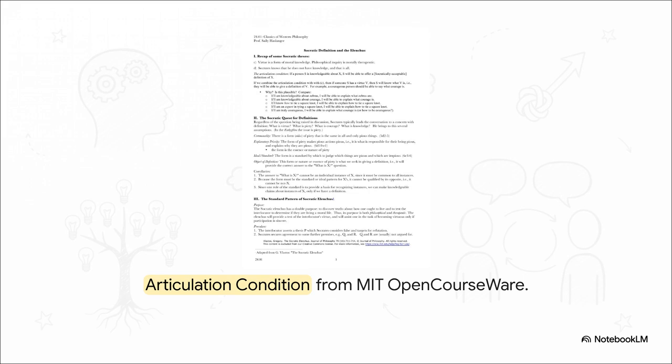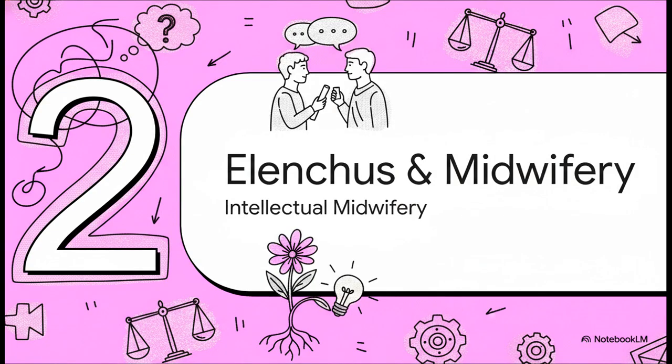Like if you're an expert at tying a square knot, you need to be able to explain exactly how to tie a square knot. By the same token, if you claim to be a truly courageous person, you have to be able to define exactly what courage is. You can't just point to an example of someone doing something brave, you have to articulate the essential nature of the thing itself. Moving right along to section 2, Elenchus and intellectual midwifery.